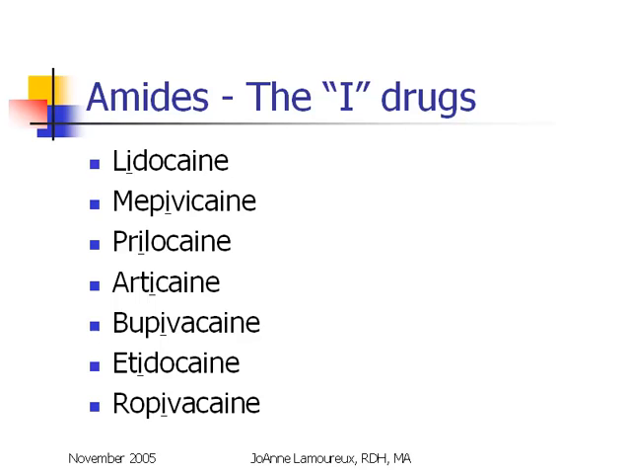The amide drugs I call the I drugs because you'll notice although they all end in cane, there is an I in the beginning part of each of the generic names: lidocaine, mepivacaine, prilocaine, articaine, bupivacaine, etidocaine, and ropivacaine.